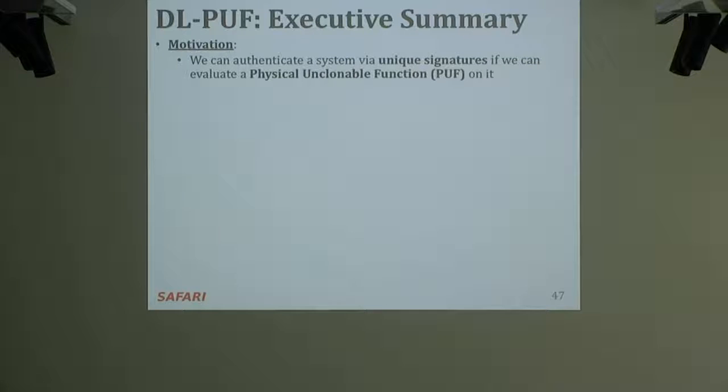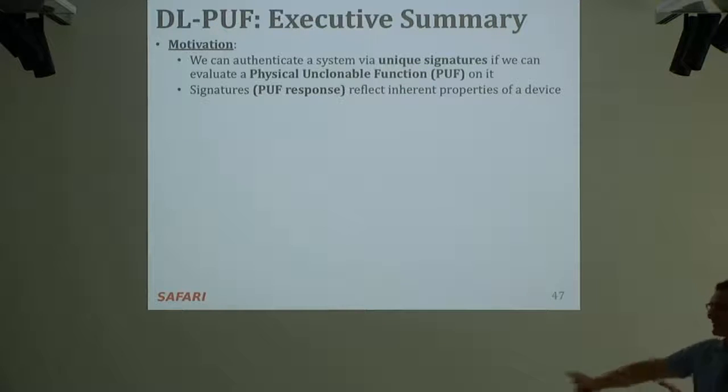It has physical characteristics, but it's not clonable. If you're interested, you can read the original paper, Physical Unclonable Functions. The signatures, or PUF response of that function, reflect inherent properties of a device that cannot be replicated if you have a good physical unclonable function. It should be unique to that particular device. Some other device should not have the same signature if you send the same challenge to that device.